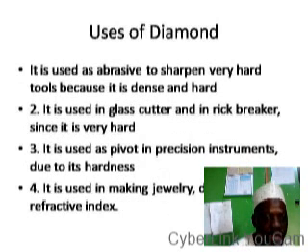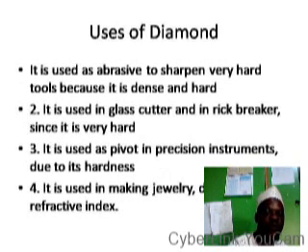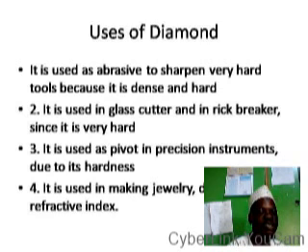Now, what are the uses of diamond? It is used as abrasive to sharpen very hard tools, and this is because it is dense and hard. Those instruments they use in sharpening cutlasses and knives are made from diamond. Since nothing can cut diamond apart from diamond, it's also used as glass cutter because of its hardness.